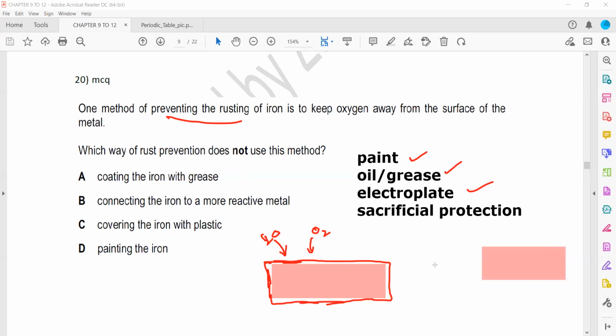does not react with oxygen, as the more reactive metal has a greater tendency, like we have a more reactive metal here. So if we have oxygen and water in the atmosphere, even though iron is open to the atmosphere, it does not react, as a more reactive metal has a greater tendency to lose electrons compared to iron. So connecting the iron to a more reactive metal does not use this technique of keeping oxygen away. Iron is exposed to oxygen, but with other techniques such as paint, oil, or electroplating, we are actually preventing the oxygen from interacting with iron.